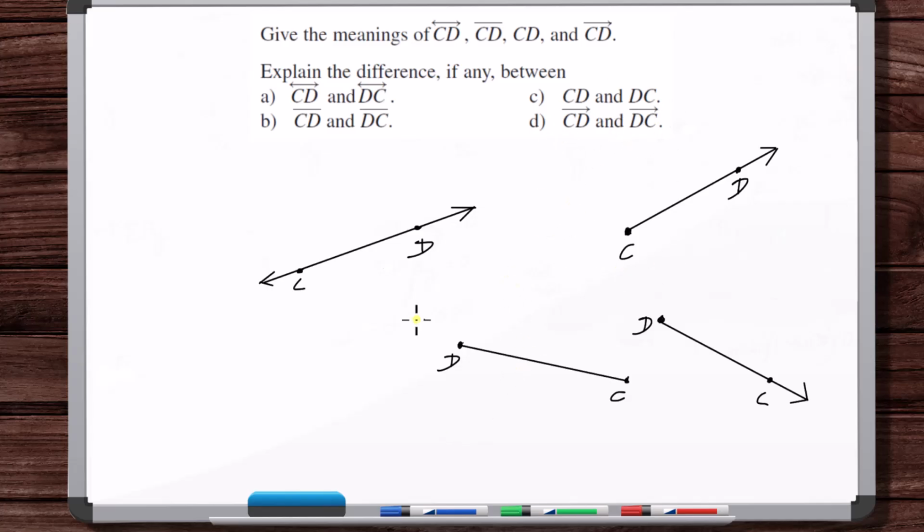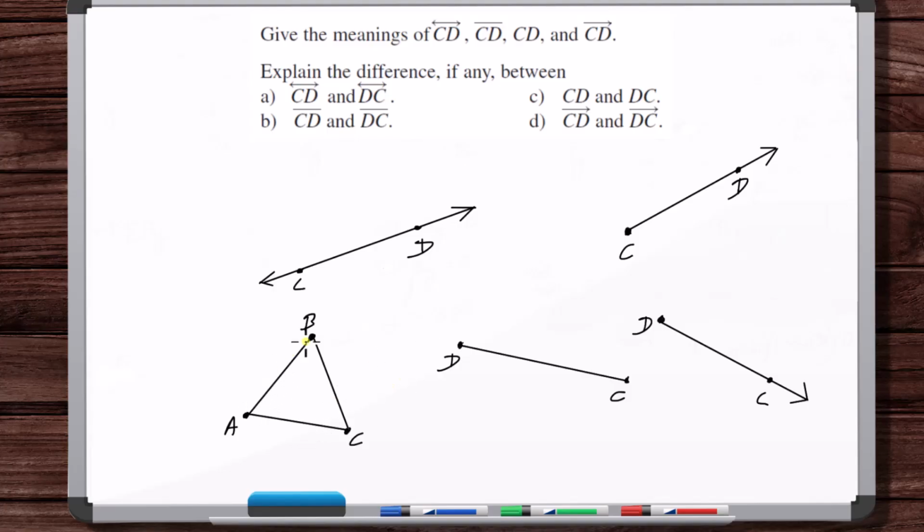So in this case, these would be two different rays. But it depends on the context as well. I was thinking about a triangle or a polygon, whose sides are line segments. If you have segment AB, segment BC, segment CA, you could say segment AC or CA. It doesn't matter, that's the same thing.